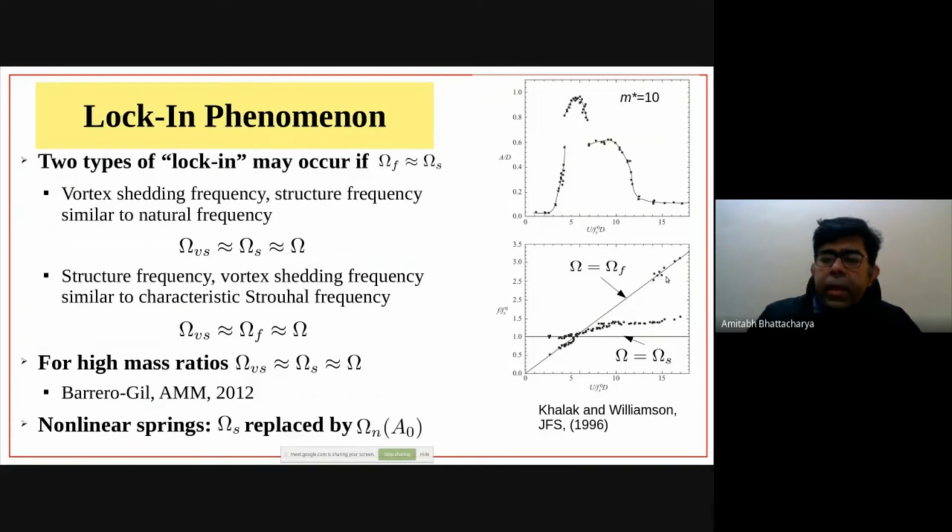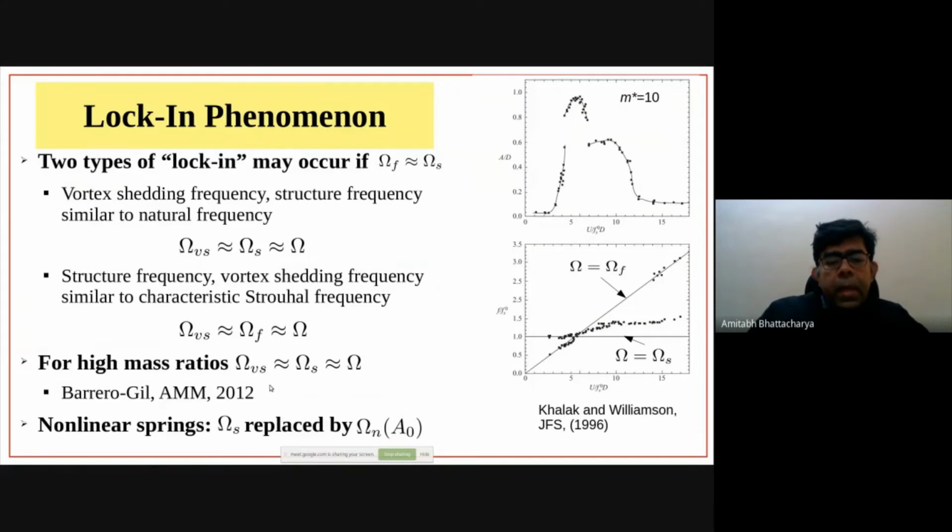And on the other hand, when my reduced velocity is very far from this number 5, so let us say it goes to 15 or something, then it is the structure which is actually locking in with the vortex shedding frequency. Okay, so there are these two different scenarios of lock-in. In one, the fluid locks in with the natural frequency of the structure, and that happens when your reduced velocity is somewhat close to 5. On the other hand, when it's far from 5, it is the structure which is locking in with the vortex shedding.